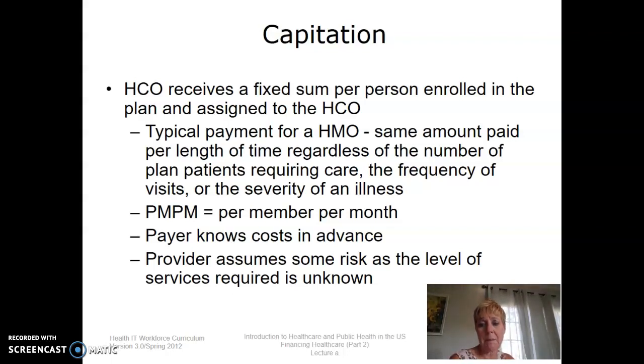Doesn't matter how many of our people come see you. Doesn't matter what they need. Doesn't matter what's wrong with them. This is what you're getting paid. So the provider knows that in advance. The provider assumes some risk if they don't know the history of that group and what kind of services might be required.